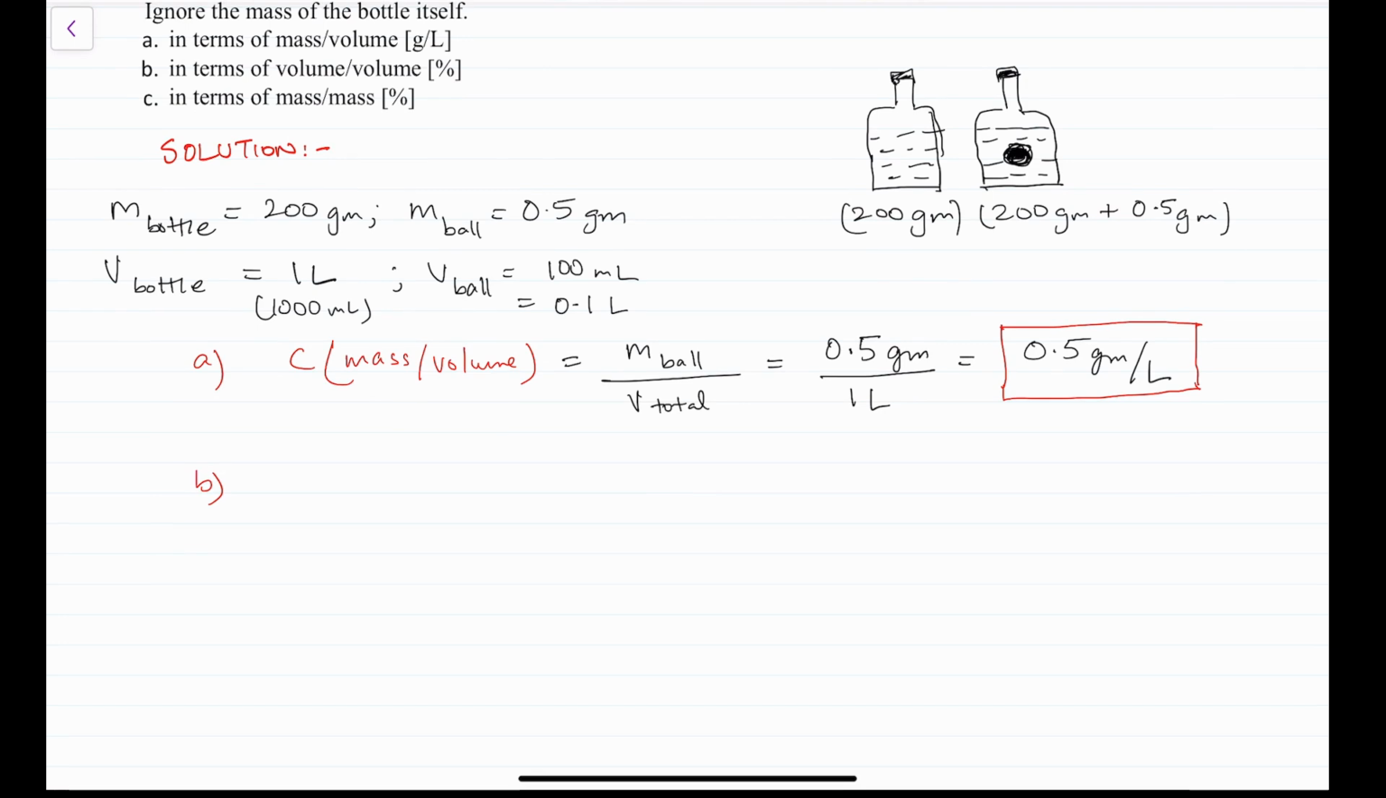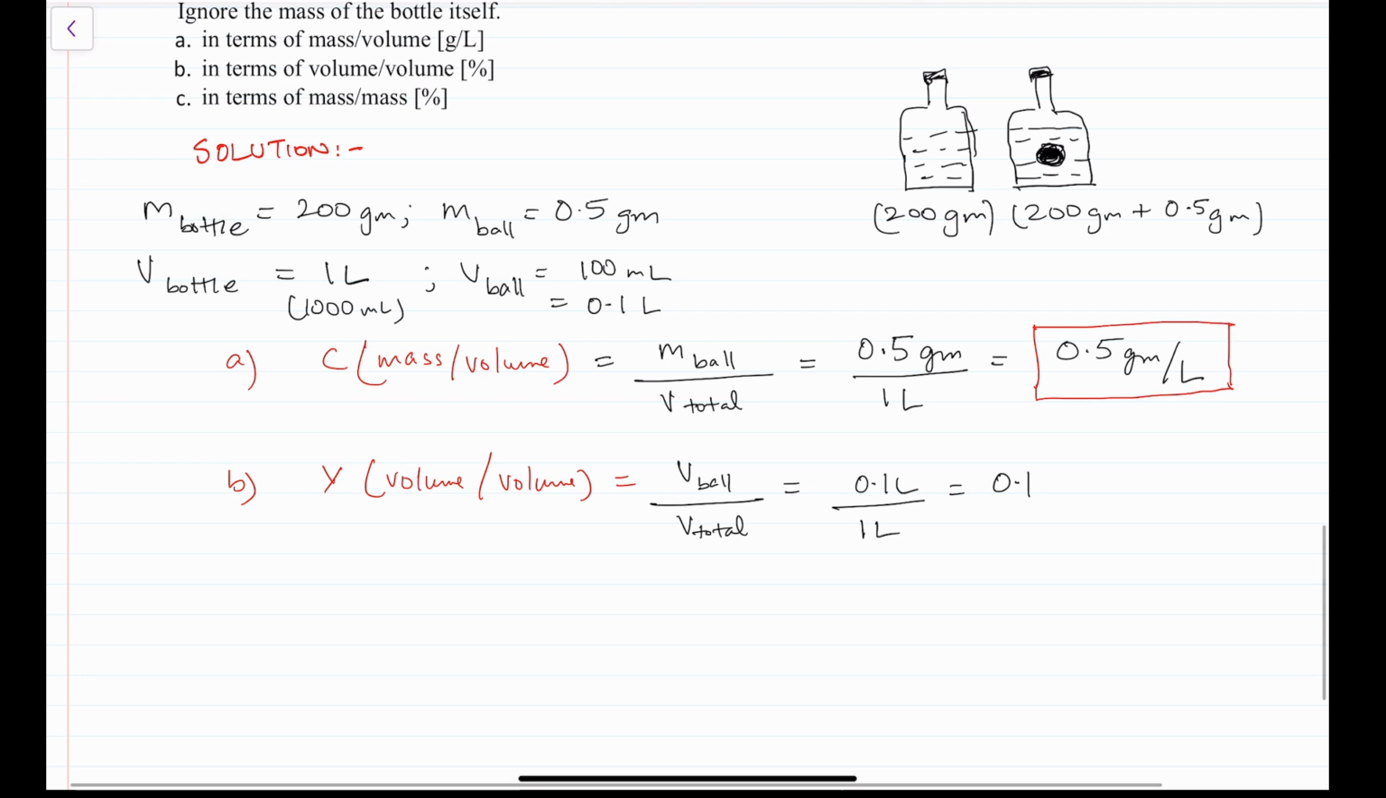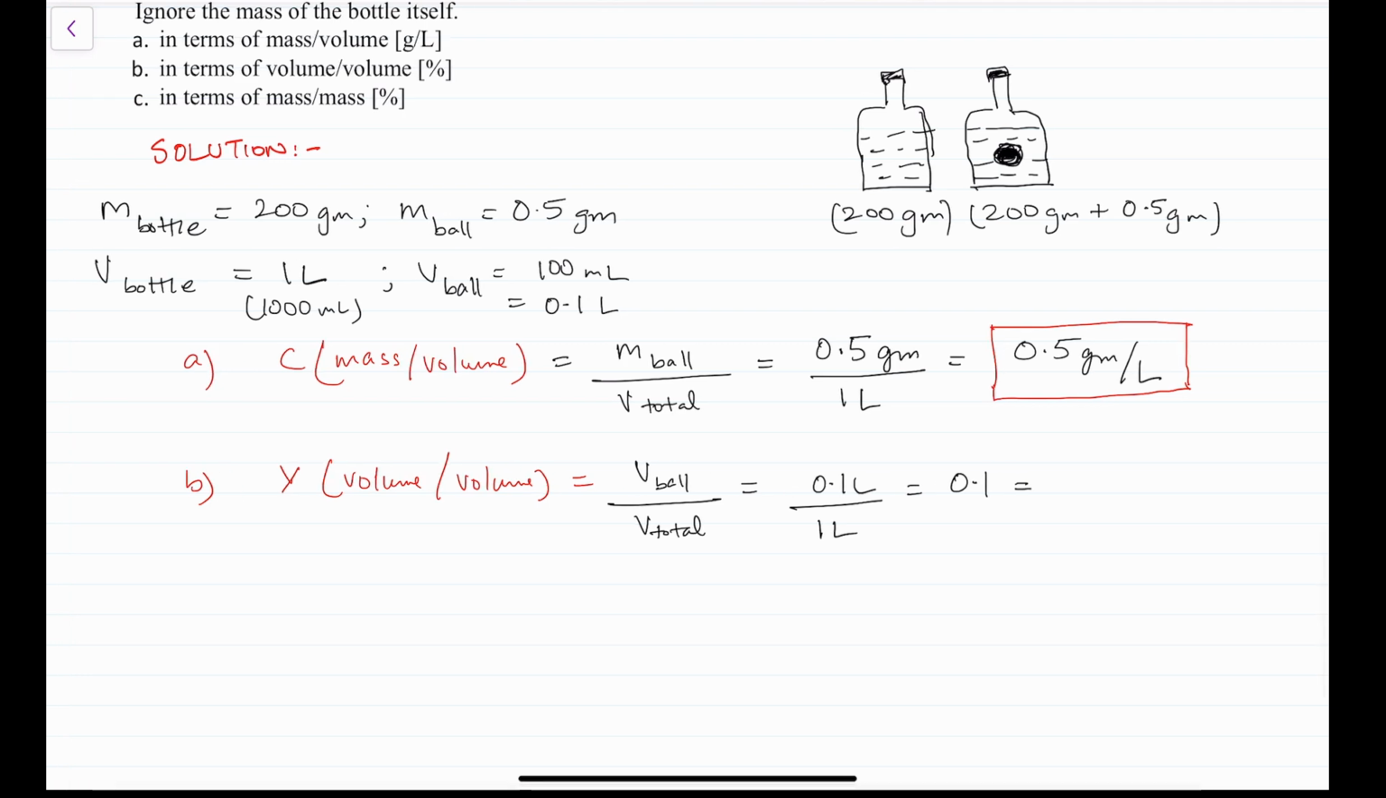Okay, second one is in the volumetric units. Volume over volume. So that's Y. So that would be V ball over V total, and that's 0.1 liter divided by 1 liter. That's 0.1, which we know is equal to 10%.